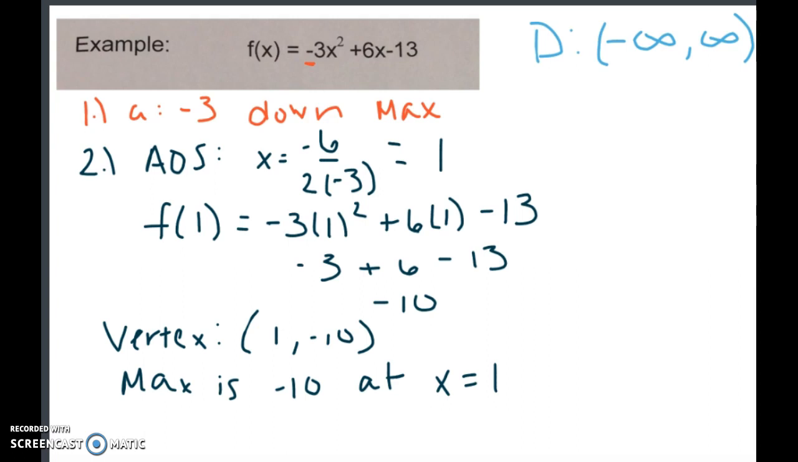Now for our range, we're going to use the y-coordinate of our vertex, and we're also going to keep in mind that we're dealing with a max. Whenever we have a max, we're pointing down, so we're going to go down towards negative infinity, and the maximum height of this graph would be at -10. We include that value because it's part of our graph.